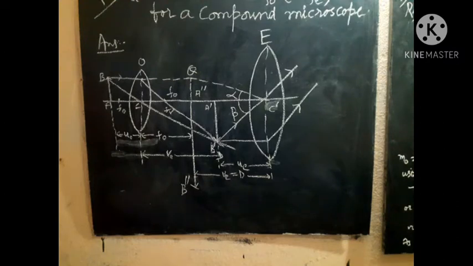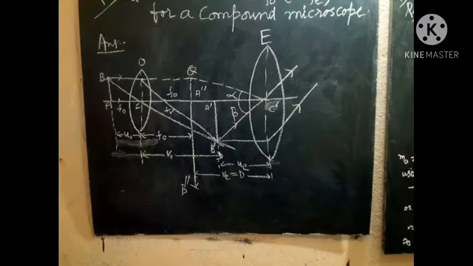Now here, answer. Prove that m is equal to minus L by F0 bracket 1 plus D by Fe for a compound microscope. Here try to understand all the things which are given here. In case of compound microscope you should understand this thing.